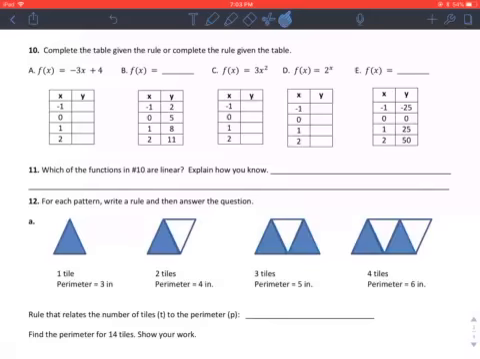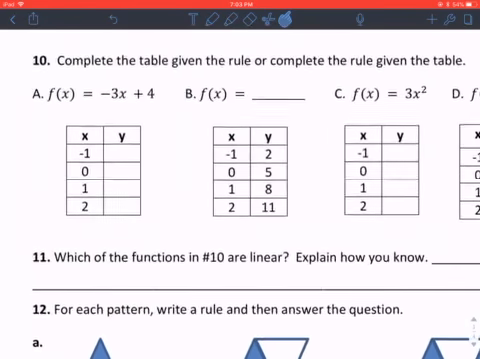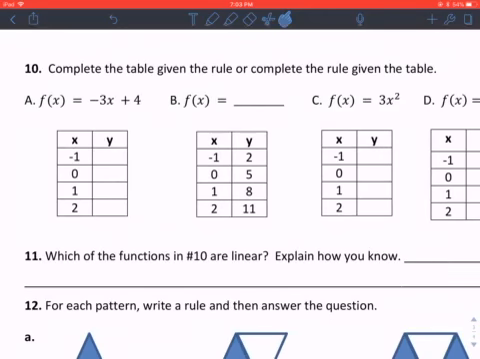Okay, welcome back. So I'm going to start my third video, starting with number 10 on the CUA review. It says complete the table given the rule or complete the rule given the table. Okay, so in number 10A, it's giving us a bunch of x values or inputs, and we need to find out what the y values are.